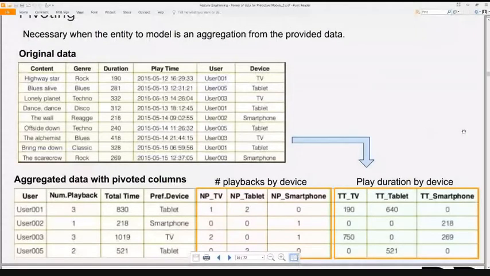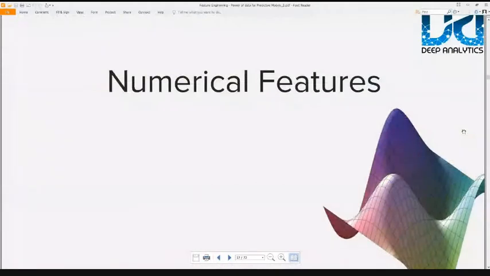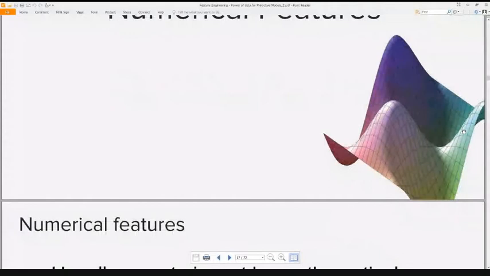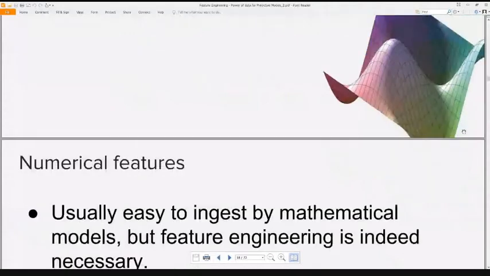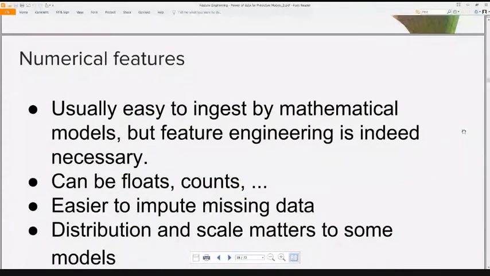Okay. Then we look at numerical features. I know some will be asking, can I leave my numbers alone? Why touch them? If it ain't broke, don't fix it. But that's not always the case.